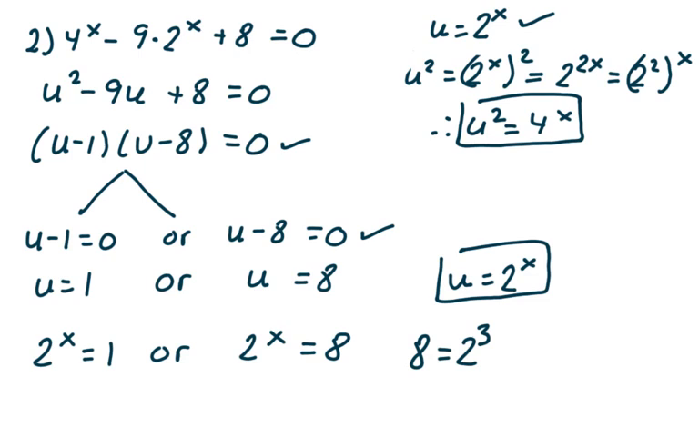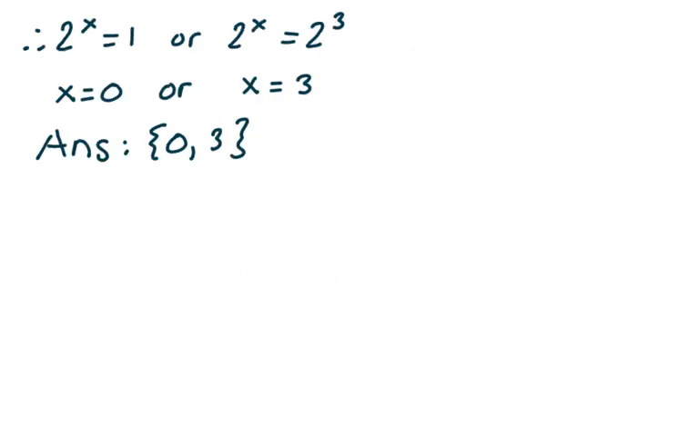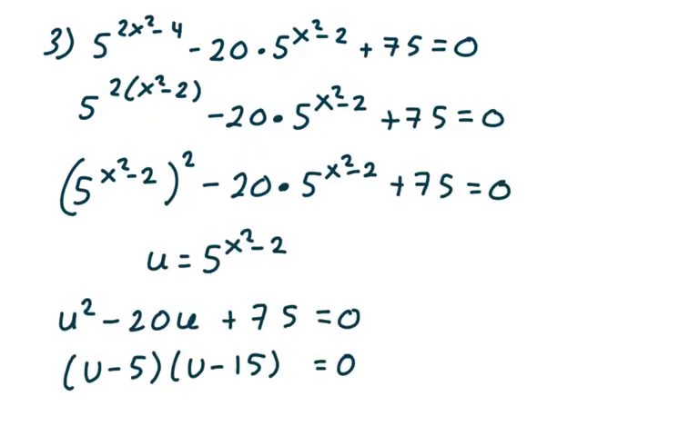Now don't forget, 8 equals 2 cubed. And remember, our goal is to solve for x. So what we have is 2 to the x equals 1 or 2 to the x equals 2 to the third. So x equals 0 or x equals 3. So the answer to example 2 is the set containing 0 and 3. Let's take a look at example 3.